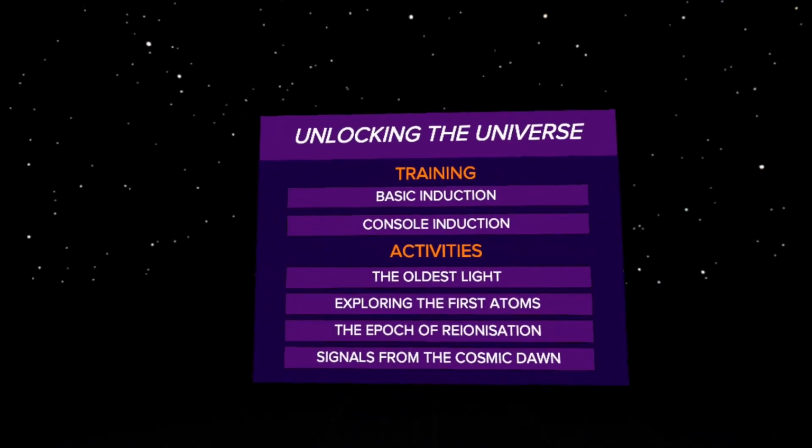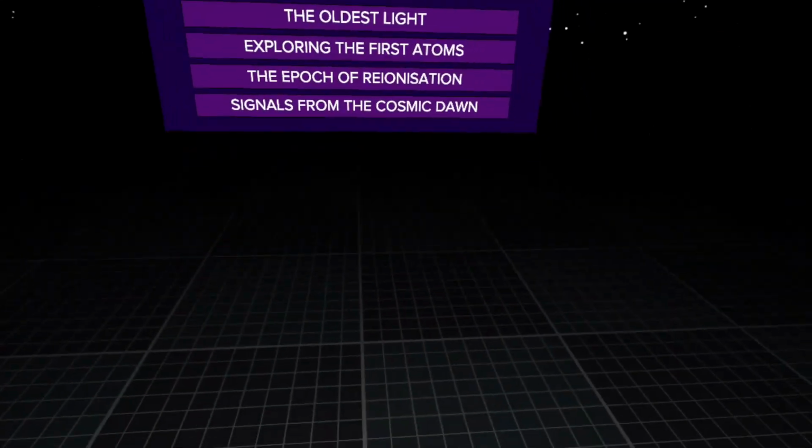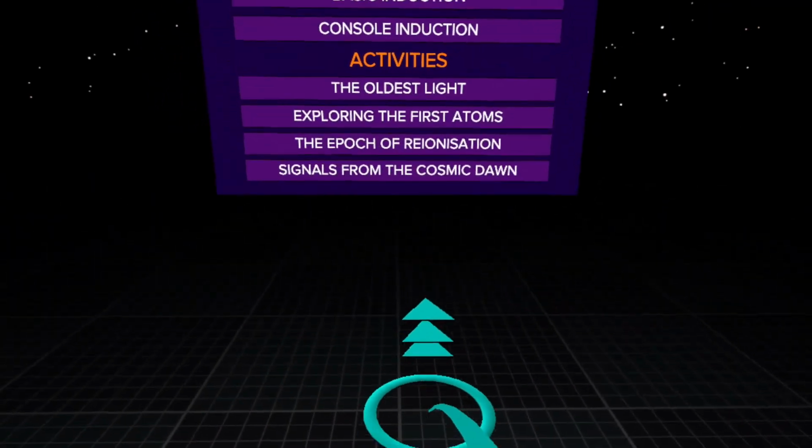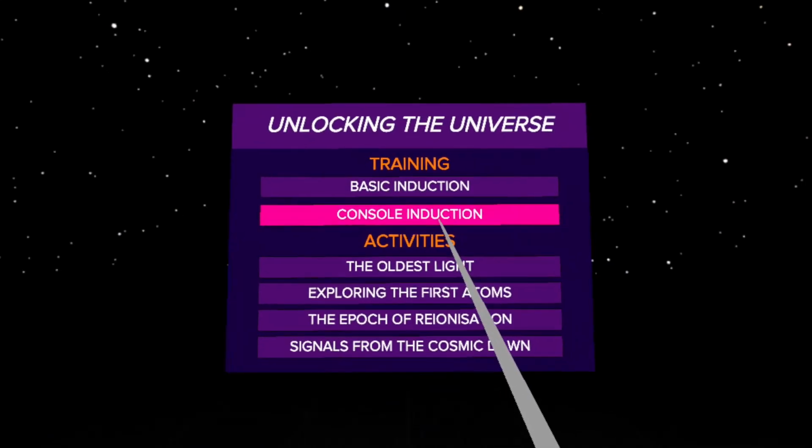This video provides an overview of the console induction training. To select this task, we use the side trigger, bring up the pointer, and then point the pointer directly at the menu, and then press the front trigger to choose the task.